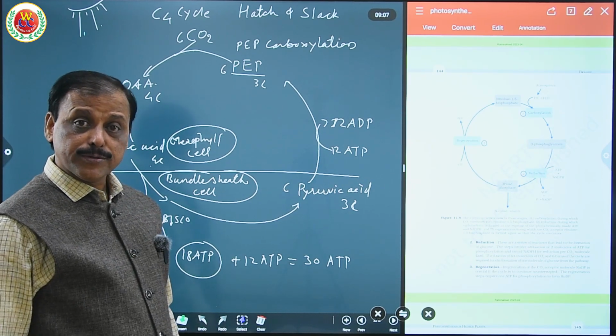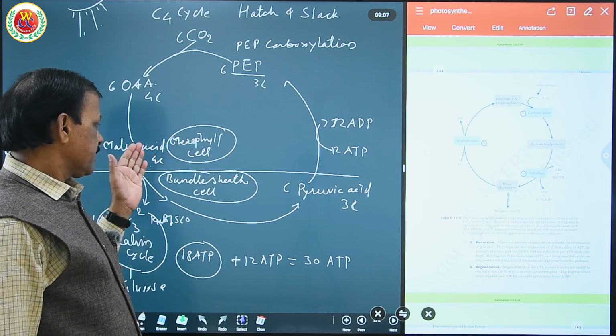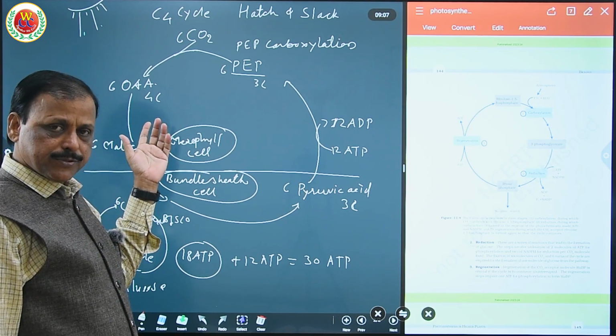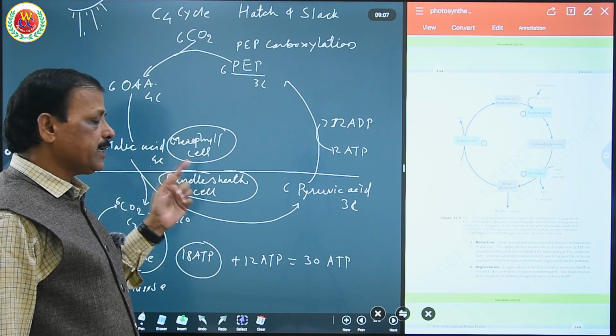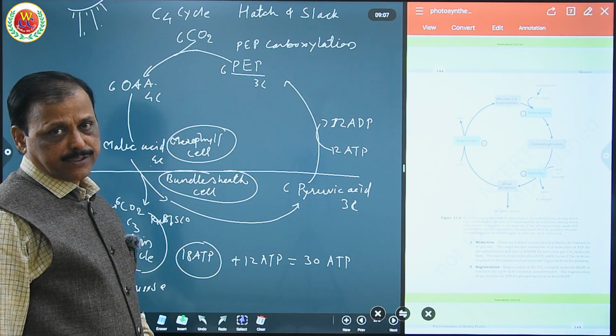Moreover, what is Kranz anatomy? The study of the physiology of occurrence of the Calvin cycle or C4 cycle in 2 types of cell, mesophyll cell and bundle sheath cell, to overcome photorespiration is known as Kranz anatomy.